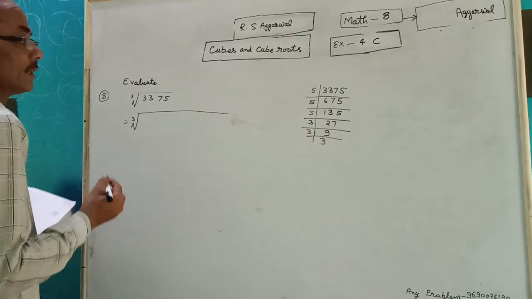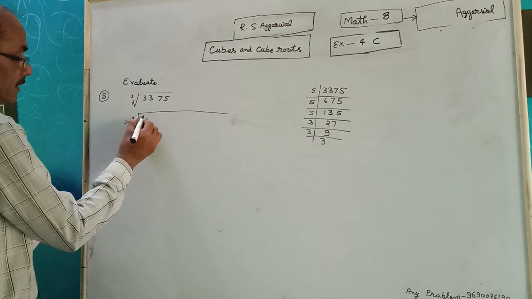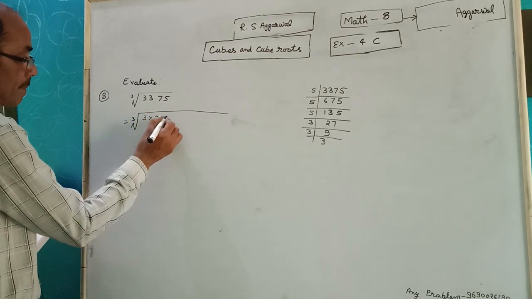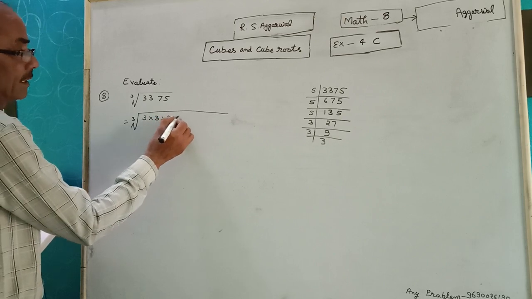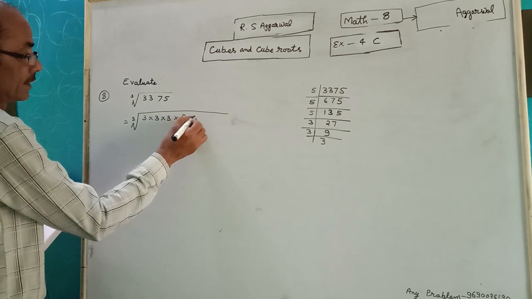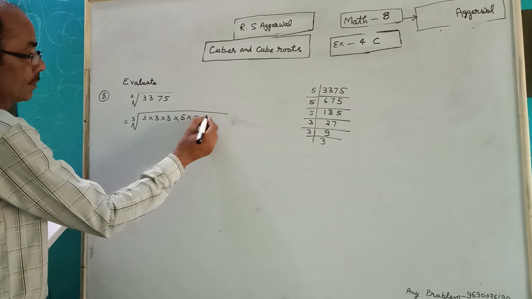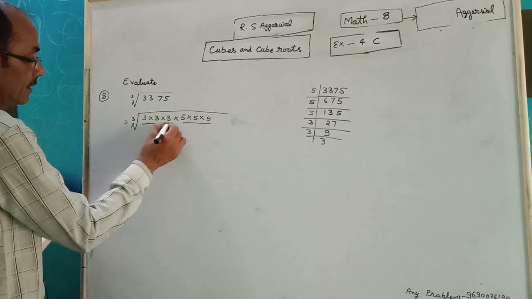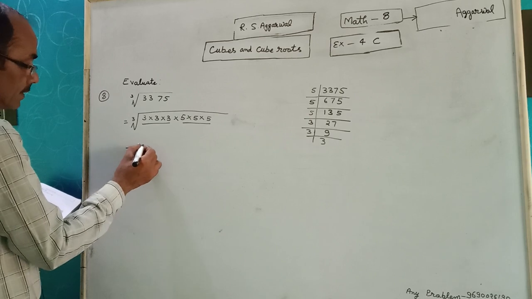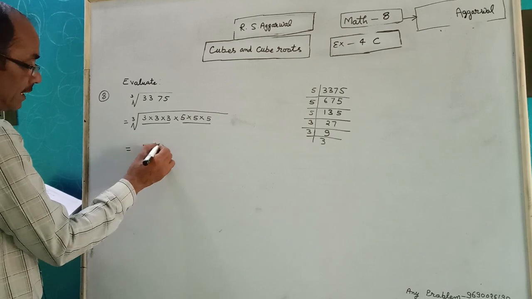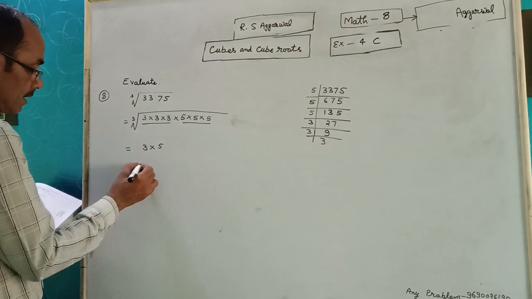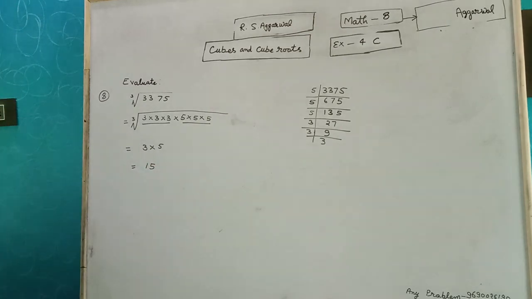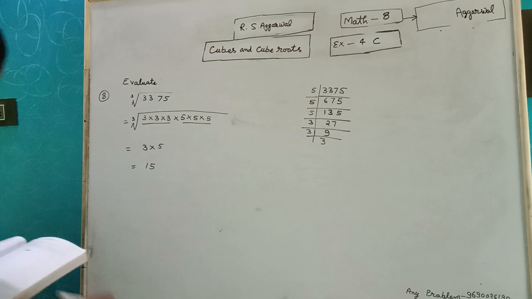So now factor will be 3 into 3 into 5 into 5 into 5. Make the pair. 3 into 5. After multiply is 15. Question number 8 is complete.